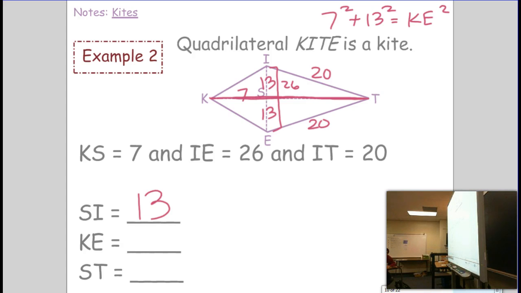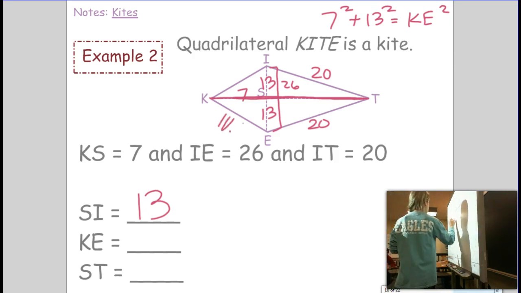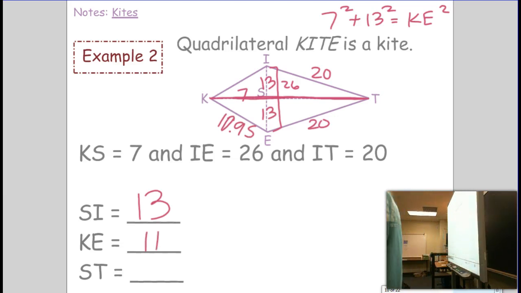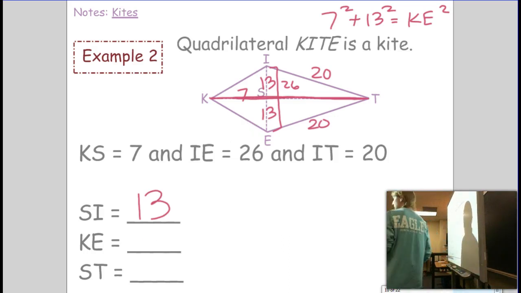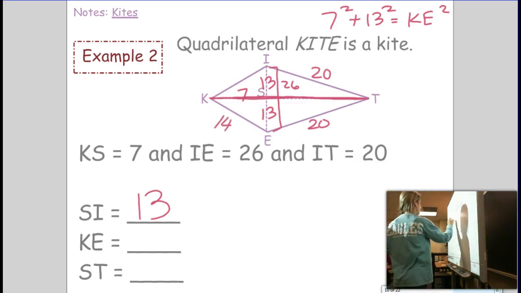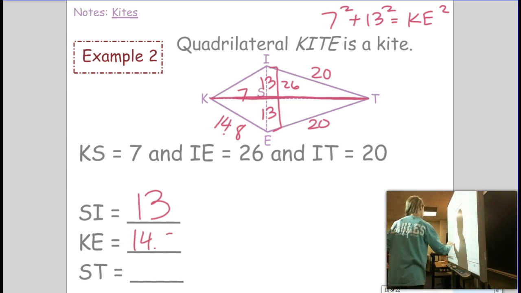Good. 10.95. She rounded to 11. I'm fine with that since it didn't tell us what to round to. 10.95. You're welcome to round it to 11. Oh, I did that wrong. That's not what y'all got. What'd y'all get? I got 14. 15. 14.76. No, so I would do 14.8. What'd you do? Oh. Minus, you subtracted. Okay. ST. Lillian, how would we get ST?